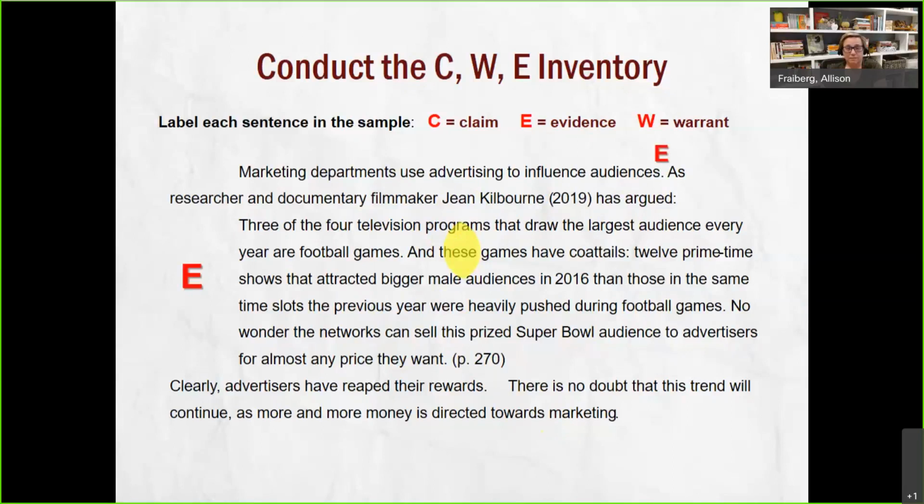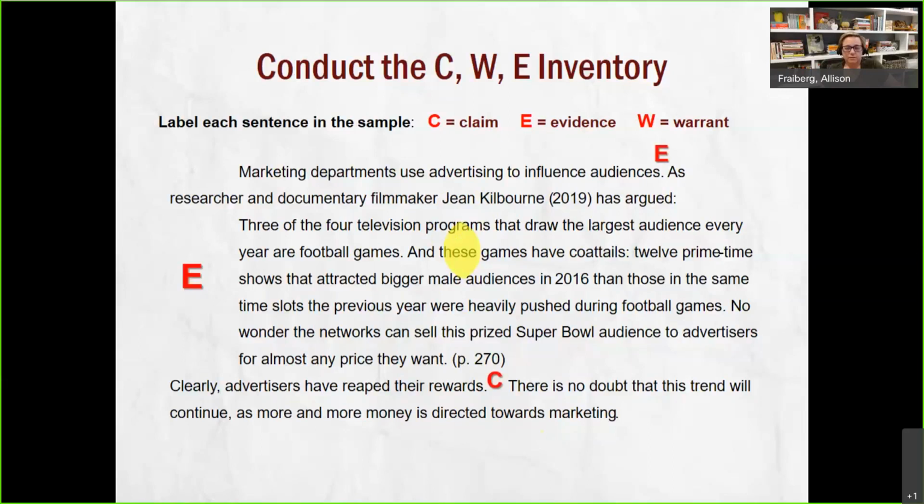Let's see if I do it. Clearly, advertisers have reaped their rewards. What? How? I don't know. I haven't explained the big quote by Kilborn. I have no idea if advertisers have reaped their rewards. There's absolutely no explanation of that big block quote.